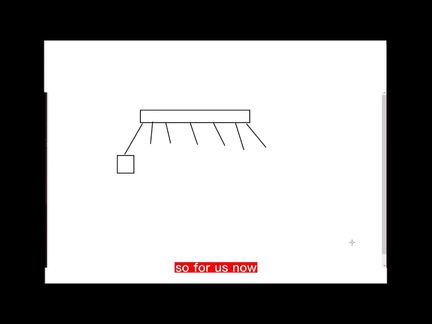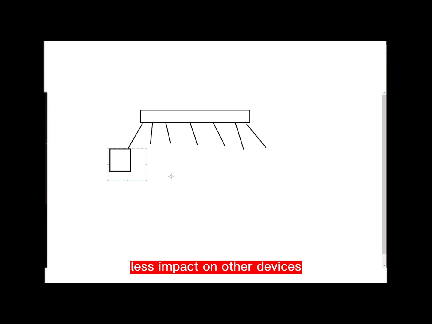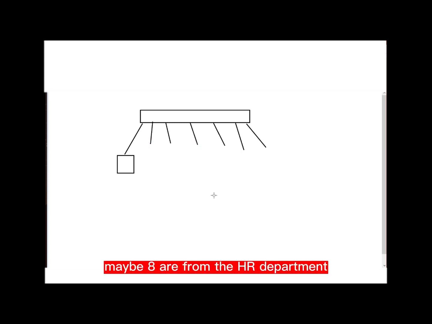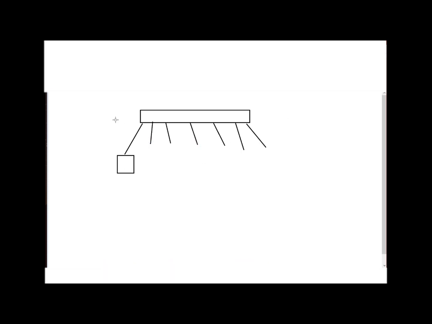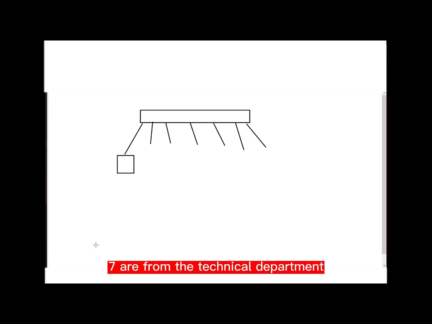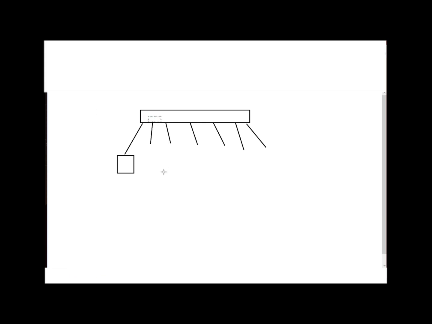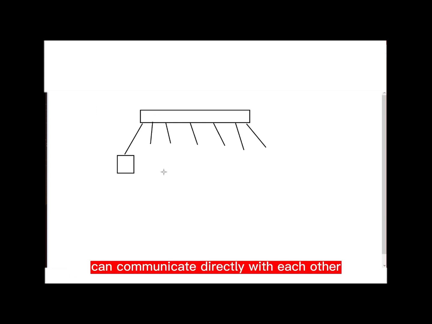So for us now, we just want a device that can do some of our traffic isolation. For example, if a host has a virus, there is less impact on other devices. Same, 40 hosts now. Maybe 8 are from the HR department, 6 are from the sales department, 7 are from the technical department. The business between them can also be isolated, while they can still communicate directly with each other.